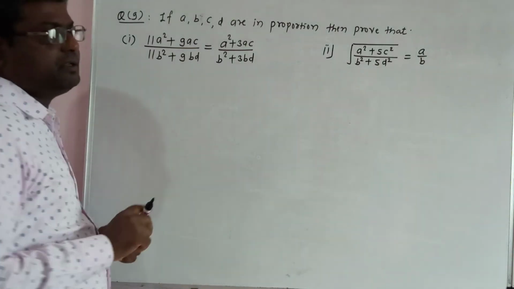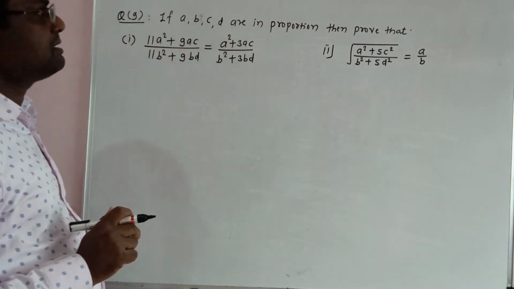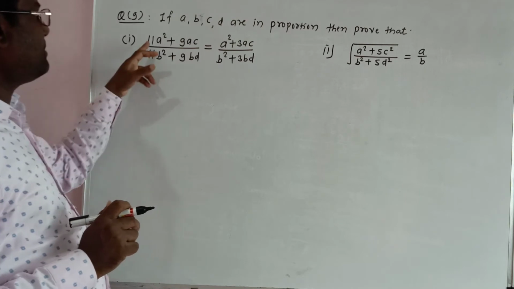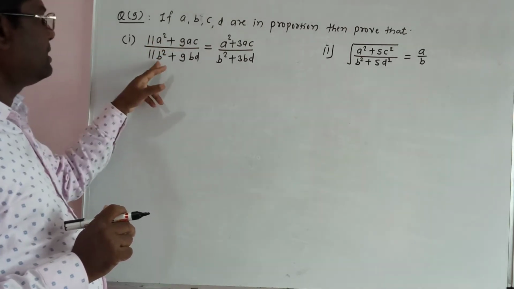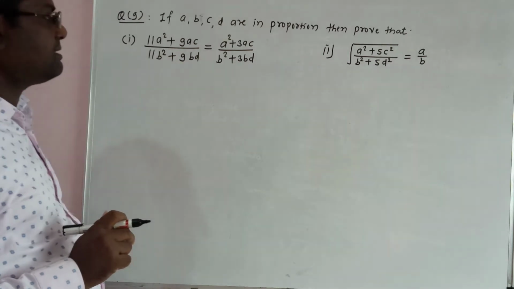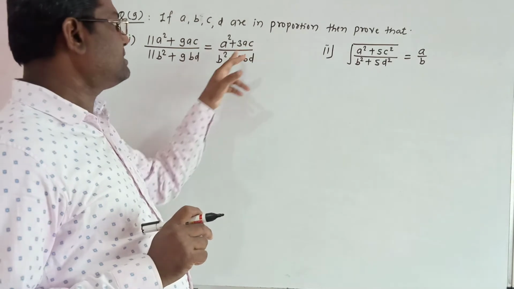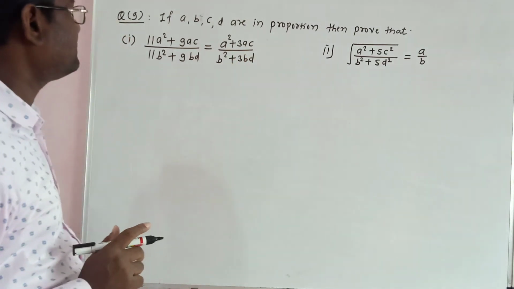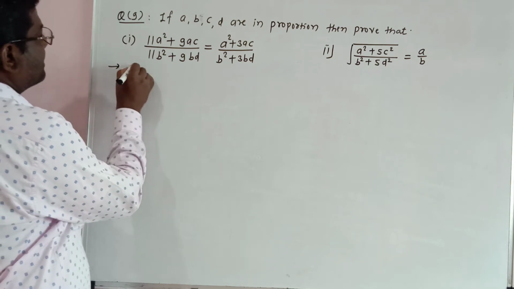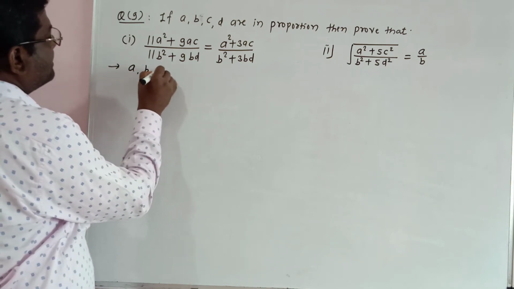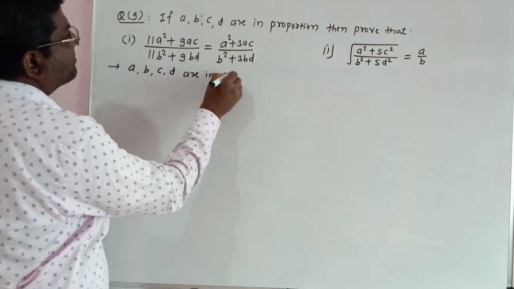Question number 9. If a, b, c, d are in proportion, then prove that (11a square plus 9ac) upon (11b square plus 9bd) is equal to (a square plus 3ac) upon (b square plus 3bd). Now we have given a, b, c, d are in proportion.